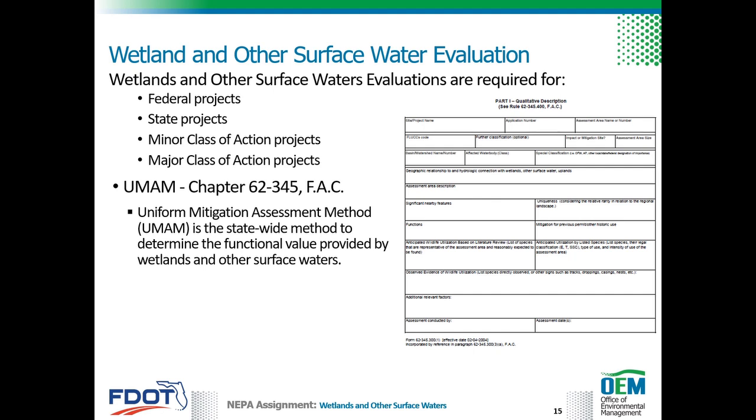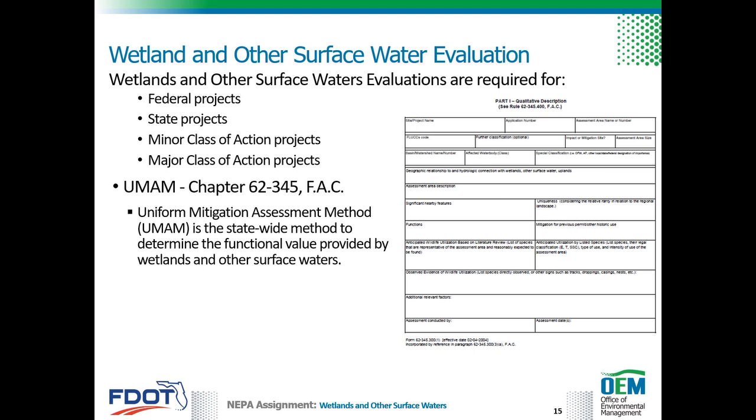A functional assessment is required for any wetlands that may be impacted. The functional assessment should be in accordance with the Unified Mitigation Assessment Method, or UMAM, stipulated by Chapter 62-345, FAC. Use the functional assessments to estimate the amount of wetland mitigation needed for the project, based on functional loss and the importance of the affected wetlands to the surrounding biological community.